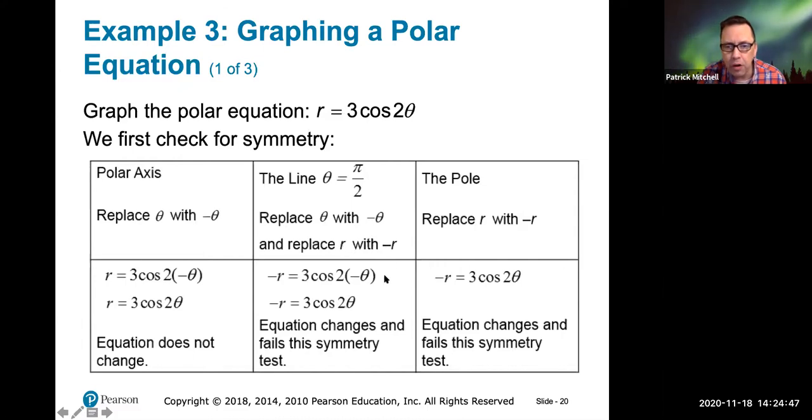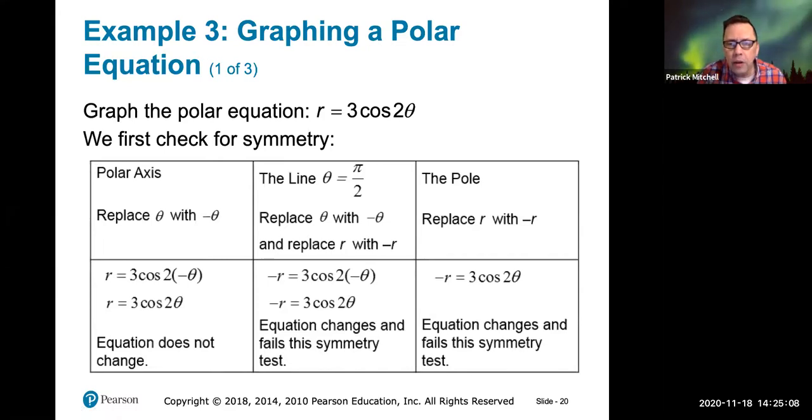For the line theta equals pi over 2, we replace theta with opposite theta and replace r with opposite r. That equation changes, which remember means we don't know. There may or may not be symmetry. And for the pole, just replace r with opposite r. Again, the equation changes, so no guarantee whether or not we have that kind of symmetry.